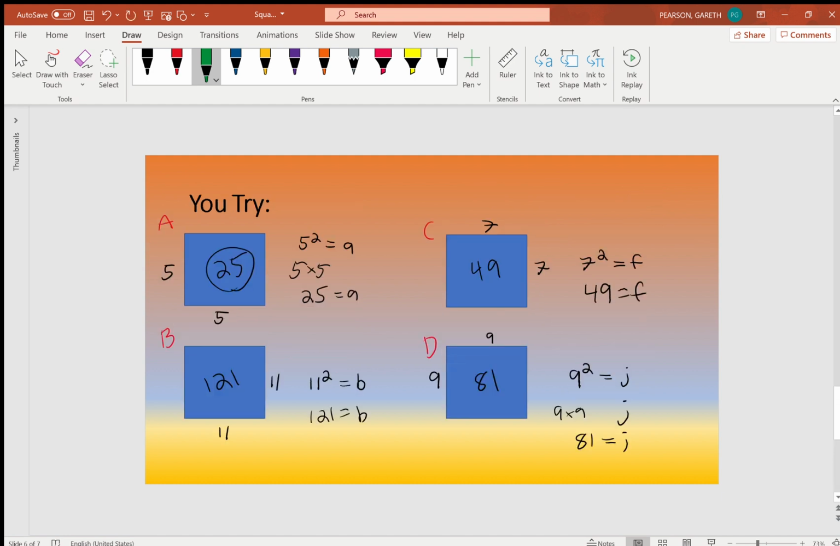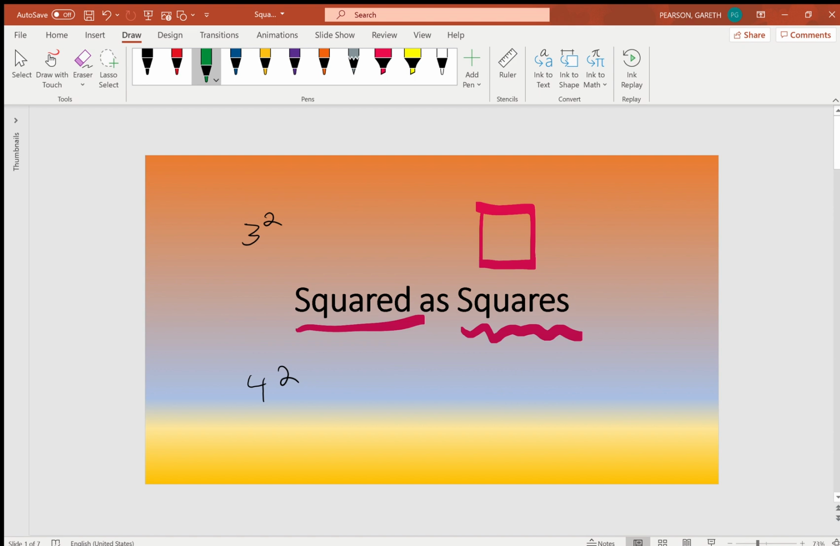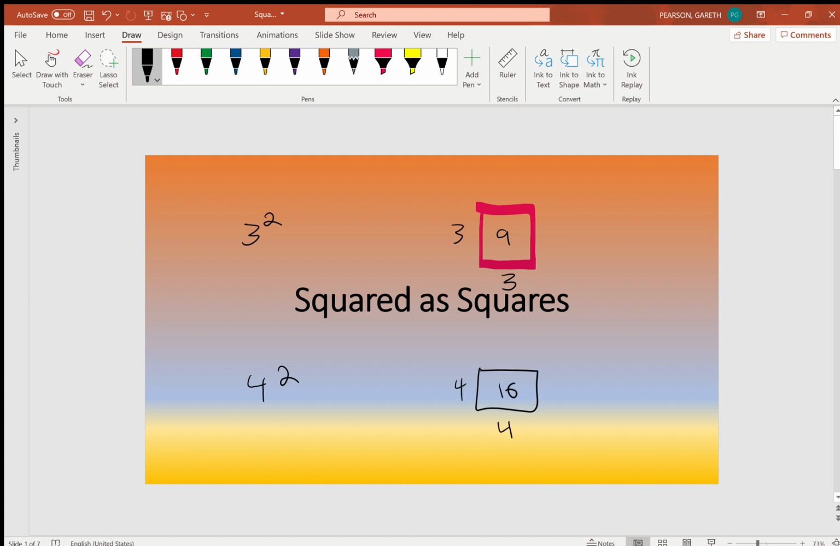So anytime you are dealing with having to square something, if it helps, I encourage you to go ahead and try to think of it as a square that you're trying to find the area for. 3 times 3, 9. Woo! 4 squared is just 4 times 4. Oh, look, 16. Done. Easy peasy.